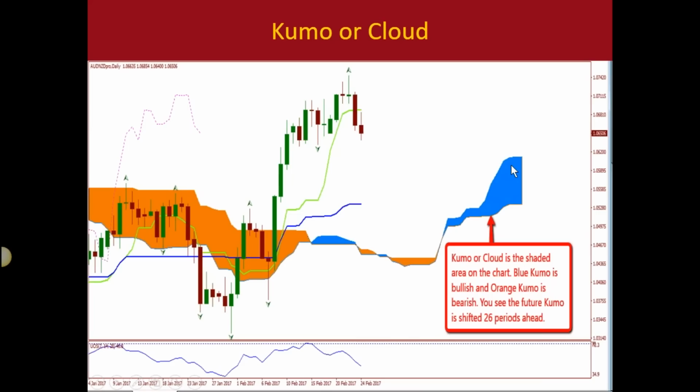All right, so we're going to look at that as a support level or a resistance level, and then it's also going to tell you some other things. It's going to tell you how that market is moving, and it's going to tell you about volatility.